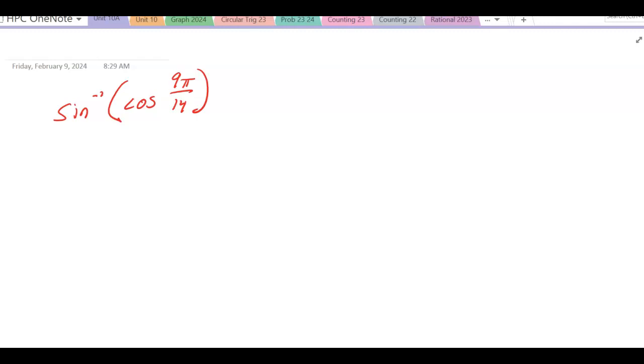Hello, Honors Pre-Calculus students. Today's learning target is problem number 3 from the warm-up. So remember, we always start with the inside function. So I have the cosine of 9 pi over 14. First thing I need to do is think about what quadrant that is in.